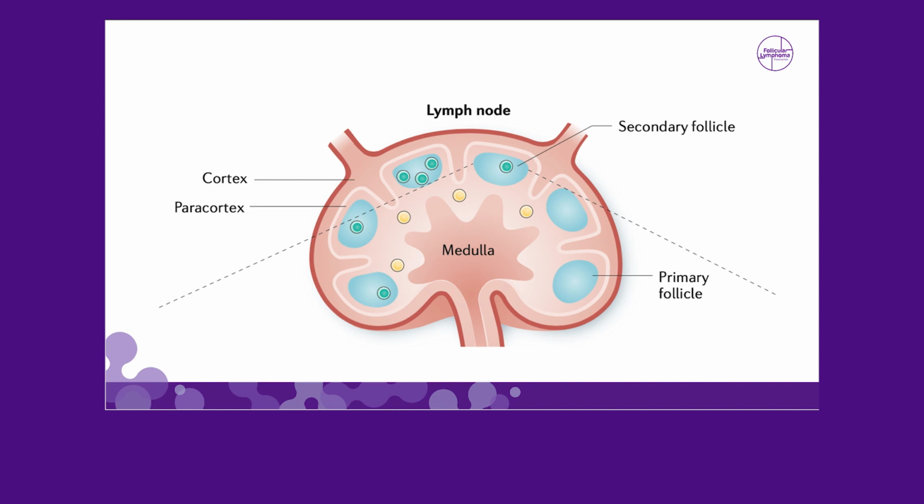There is the cortex of the lymph node, which is composed of follicles of B cells. This is the B cell zone of the lymph node. In the paracortex, this is the T cell zone of the lymph node. And you see on the right, follicles that are composed usually of resting small B cells.